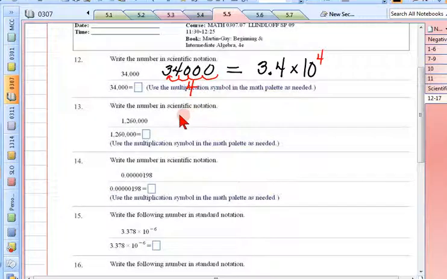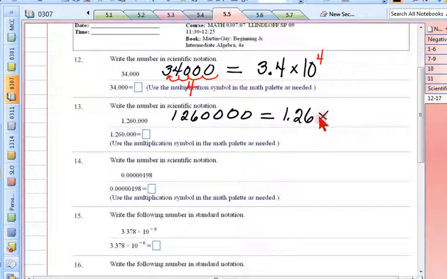It starts out as 1,260,000. One more 0. And I want to change it to scientific notation. What will just the number part of this be? 1.26. And it will be times 10.